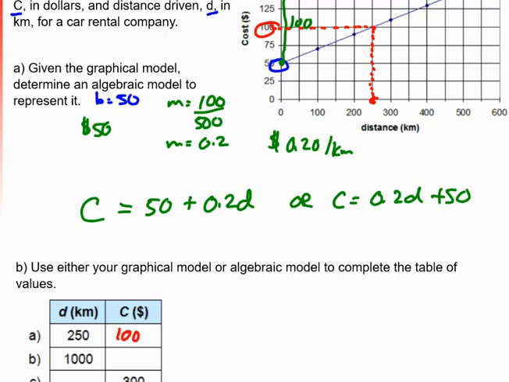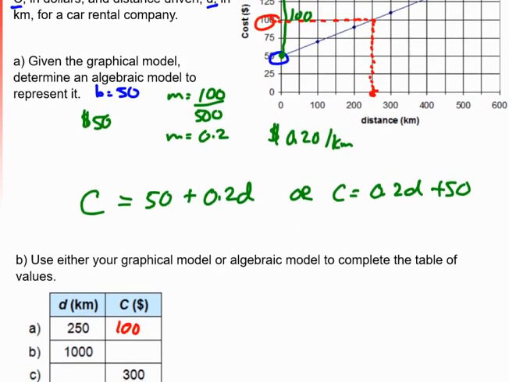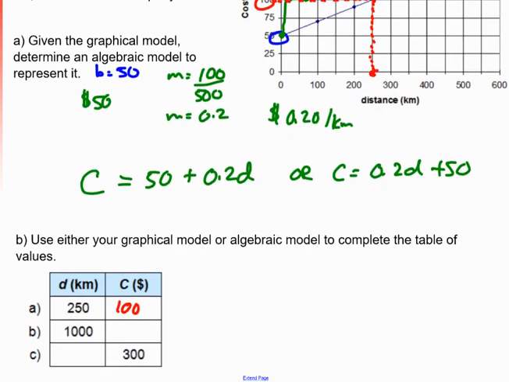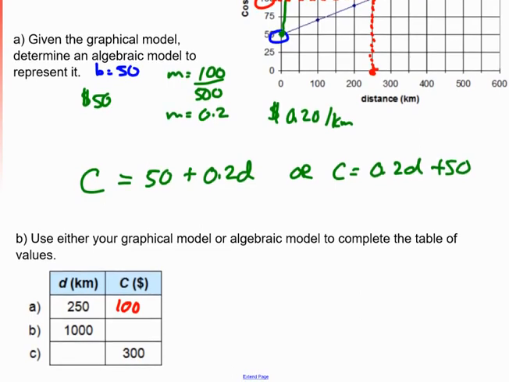Okay, you try the next one here. What about when our distance is 1,000? Ah, we don't have a graph that goes up to 1,000, but we do have an equation. So try your equation. Pause the video and give it a try.